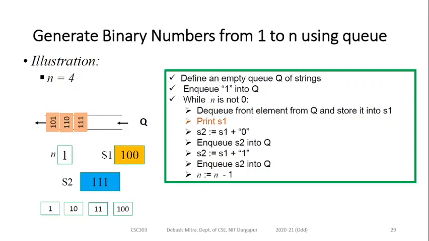So now our S2 will become 1000, because we'll append 0 after S1, and that 1000 will be enqueued also. In the next step, S2 will become 1001, and that will also be enqueued in Q. And finally, n will be decremented by 1, which will make it 0, and obviously now this condition will become false, so we'll stop. So this is our final output.